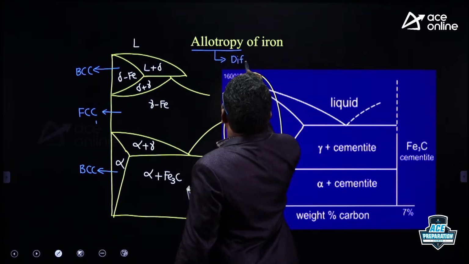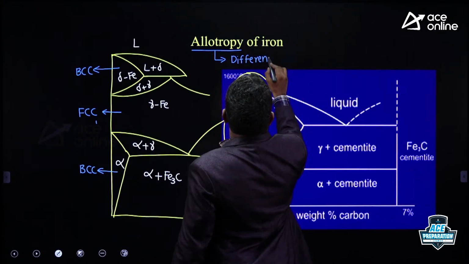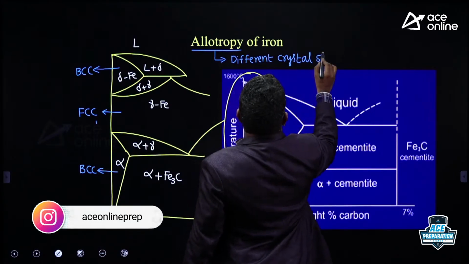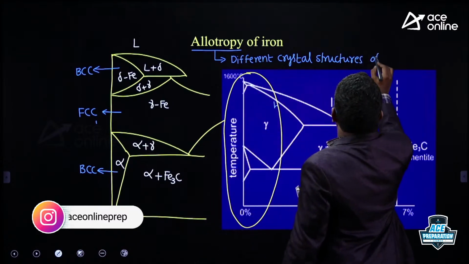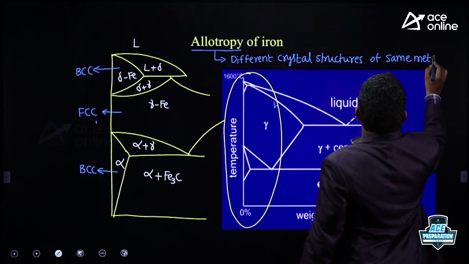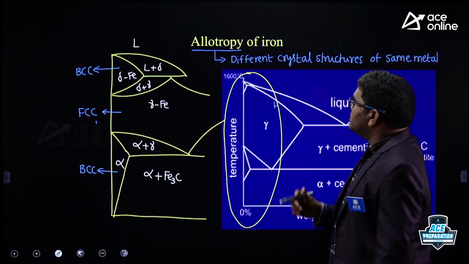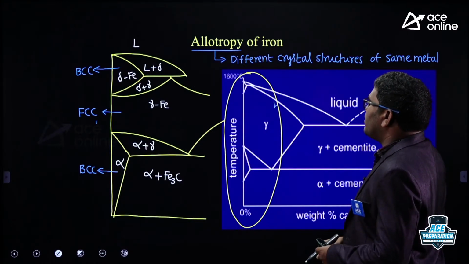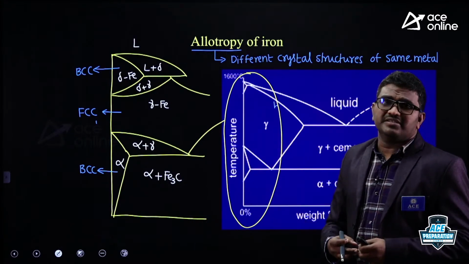Remember, different crystal structures of the same metal at different temperatures. This is the allotropy of iron. Okay. Delta iron BCC, gamma iron FCC, alpha iron is again BCC.